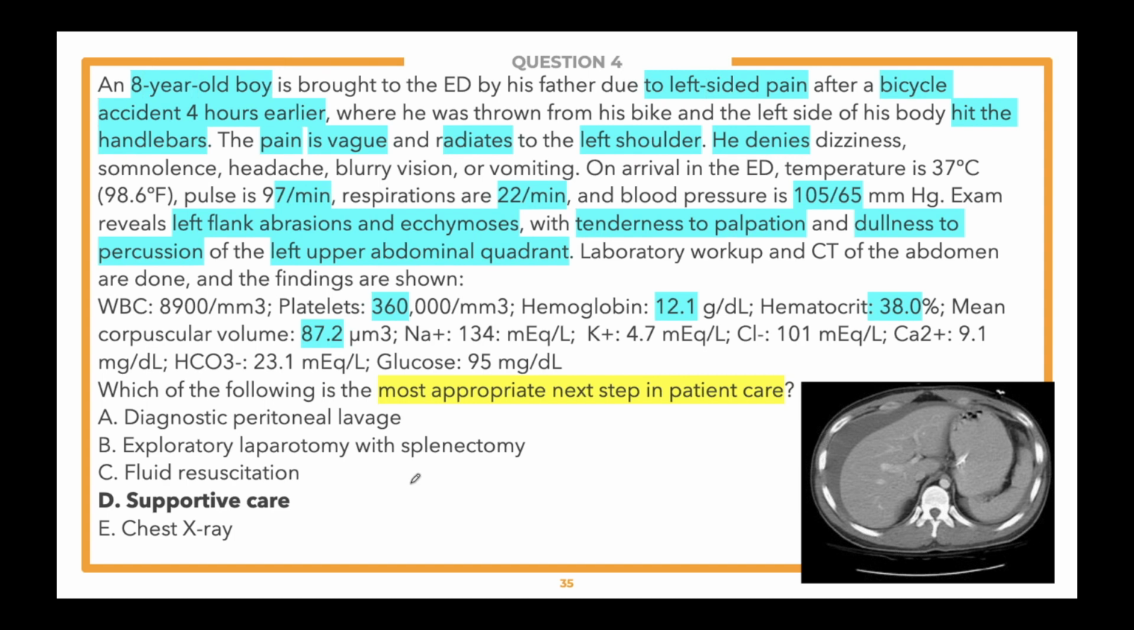So now let's take a look, and what's important here? Well, this 8-year-old boy, he has a splenic laceration, but his vital signs actually look pretty good. His blood pressure is 105/65. His hemoglobin is a little low, 12, and his hematocrit is a little low, but not unexpected. He has lost a little bit of blood in his abdominal cavity, but he's hemodynamically stable, okay? So in patients who are hemodynamically stable, we don't necessarily need to rush them to the OR to open up their belly and take out their spleen, okay?